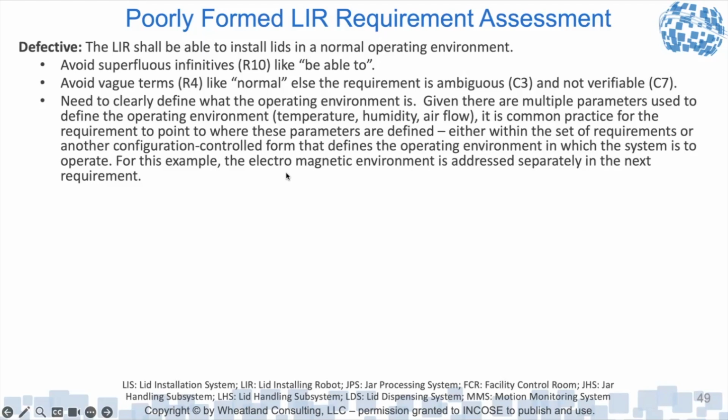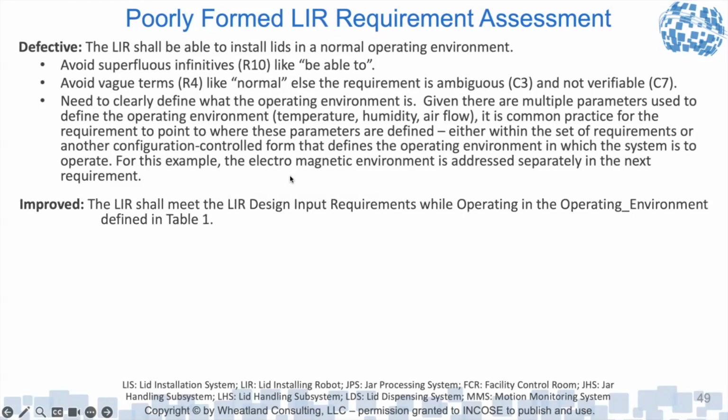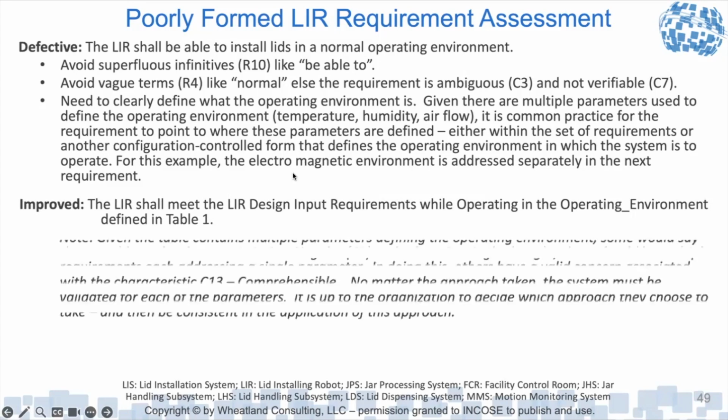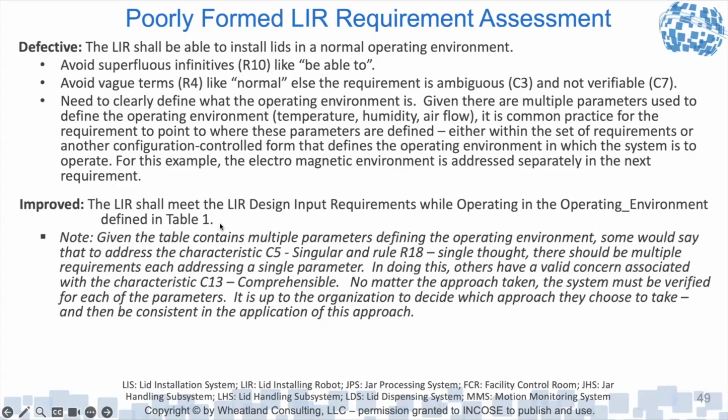For this example, the electromagnetic environment is addressed separately in the next requirement. So we have: the LIR shall meet the LIR design input requirements while operating in the operating environment defined in Table 1. Note that given the table contains multiple parameters defining the operating environment, some would say that to address the characteristics C5 singular and rule R18 single thought, there should be multiple requirements, each addressing a single parameter.